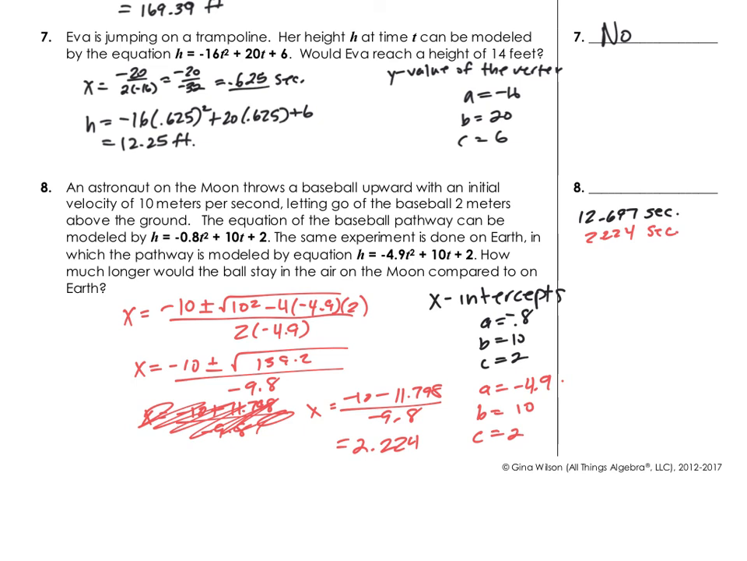That's a big difference, right? And if we subtract those, 12.697 minus 2.224, we get 10.473. So the difference in how long it would take the ball to hit the ground on the moon compared to on Earth is a pretty long time. Imagine just standing there and watching the ball for 10 seconds. It's hard to imagine, but in perspective, that's like a lifetime throwing the ball. Like playing catch would be a lot slower.